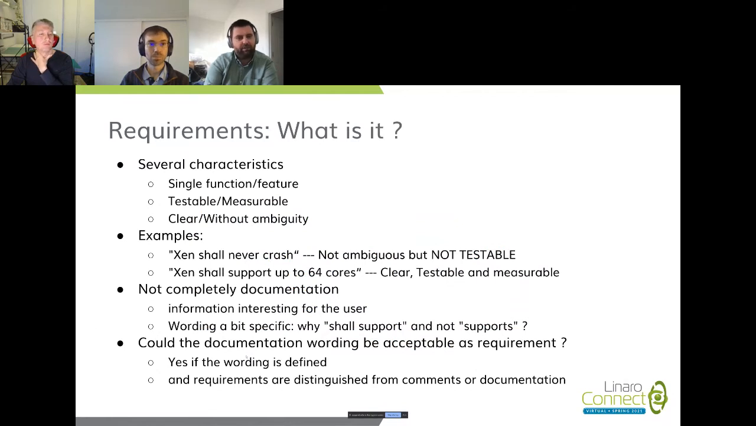So what is a requirement? A requirement is something describing a single function or feature that is testable, measurable, and expressed in a clear way. Let's see some examples. "Xen shall never crash." It's very clear, not ambiguous, but it is impossible to test. "Xen shall support up to 64 cores." Easy to test that 1, 2, and up to 64 cores are supported, but not 65. The way to express it is clear and not ambiguous. The way of expression, though, is not really documentation, but the information is there. "Xen supports up to 64 cores" is what you would expect as documentation. But if we choose some clear wording, we could in fact write a requirement this way.